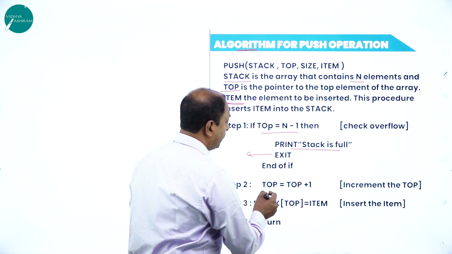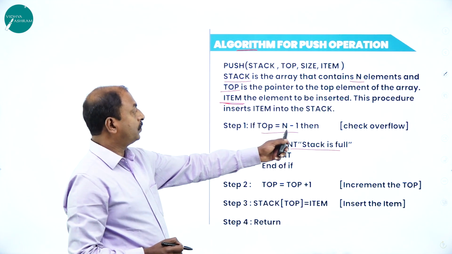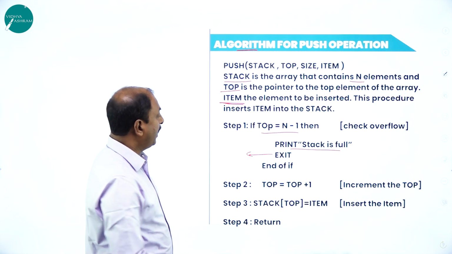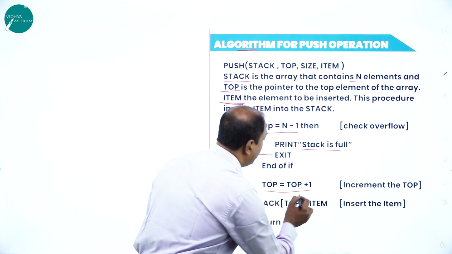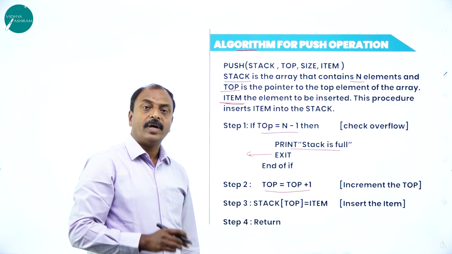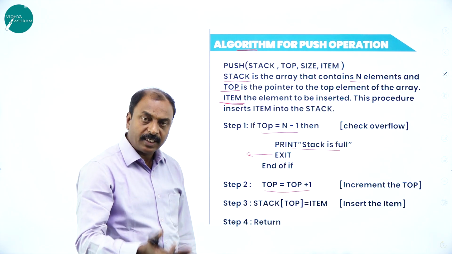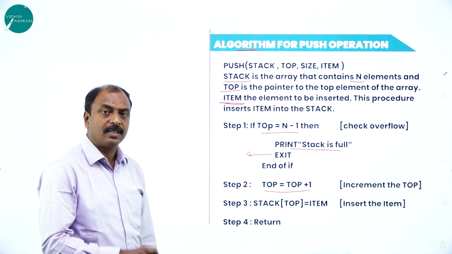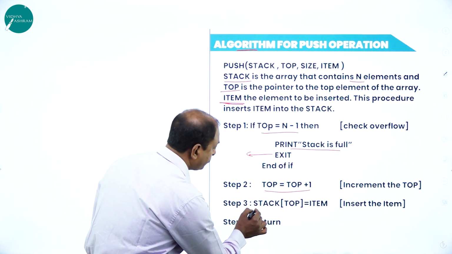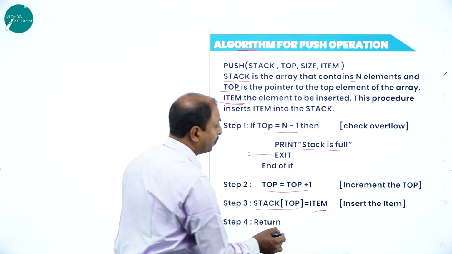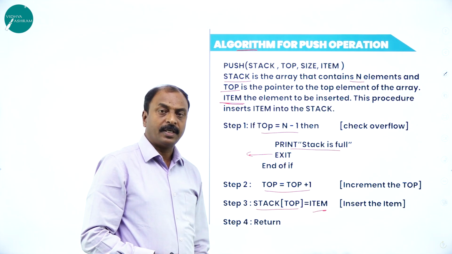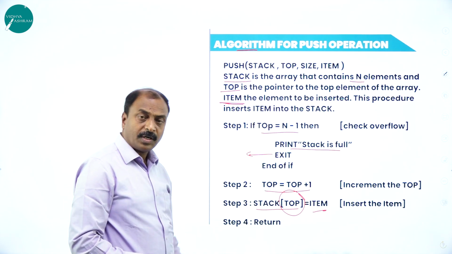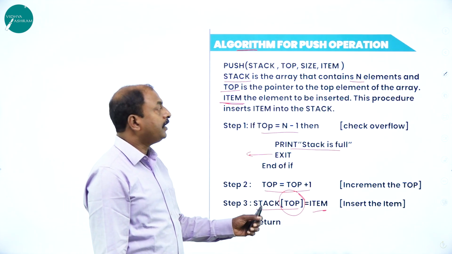Similarly, next, if the condition fails, meaning if top equals n minus 1 fails, the top is not the end point of the array. In that case, we have to increment the top, meaning top equals top plus 1, meaning we push the top pointer to the next index in the array, so that is the place we can insert a new item into the stack. Accordingly, stack of top equals item. This is the statement to insert an item at the index top. So this is an algorithm for the push operation in a stack.